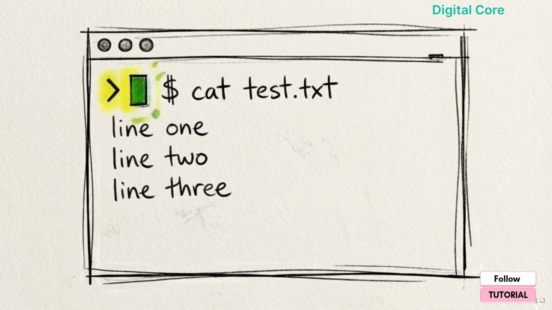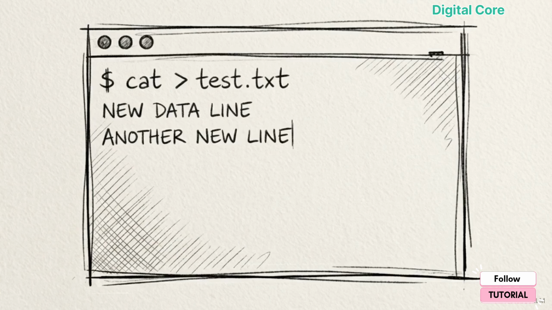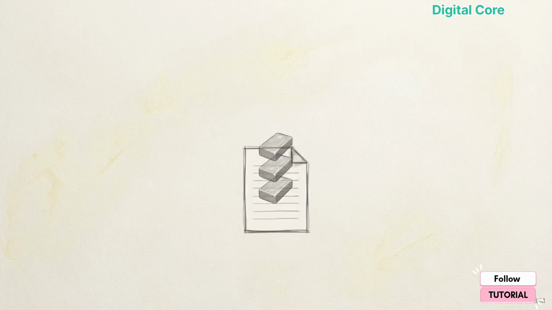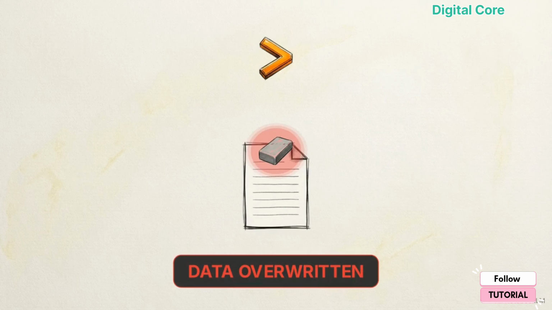Verify the file was created by running cat test.txt. The text you just typed will print back to the terminal. The single bracket captures the stream that would normally appear on your screen and redirects it into the designated file. Run that same command again, cat greater than test.txt. This time, enter completely new lines of text and press Ctrl D. If you read the file now, you'll see your original lines of text have disappeared. The single arrow overwrites existing data from the top down, replacing current content with new input.